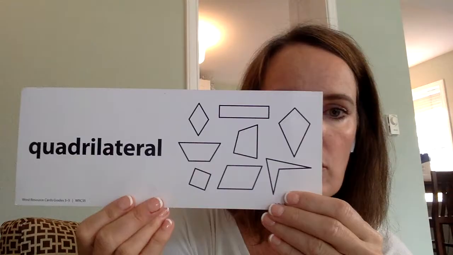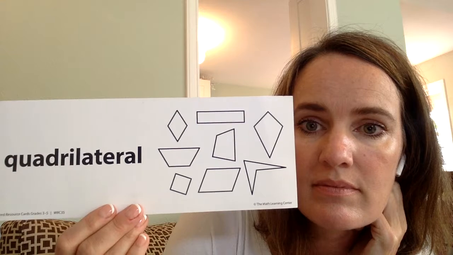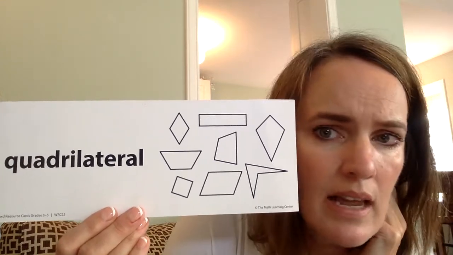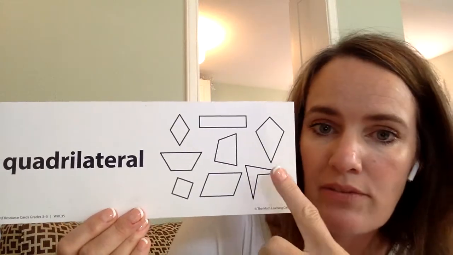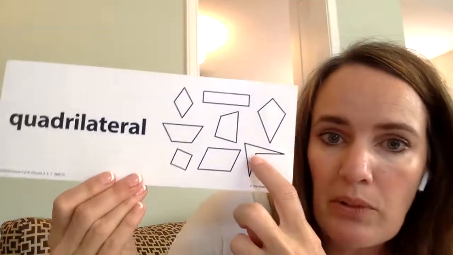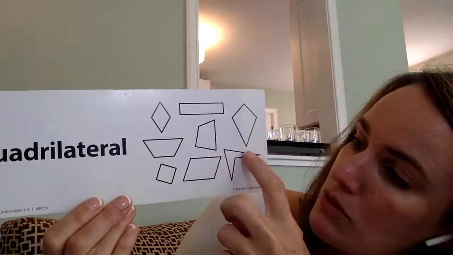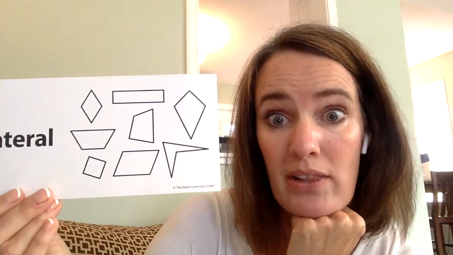So there's a bunch of quadrilaterals here. What makes them a quadrilateral? Yes, they all have 4 sides. Do they all look the same? Not at all. But they all have 4 sides. That's what's in common, especially this one, this kind of boomerang looking one. How many sides does it have? 1, 2, 3, 4. So it's a quadrilateral, but it just looks very different.